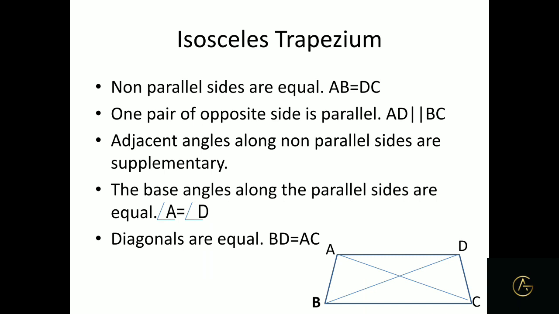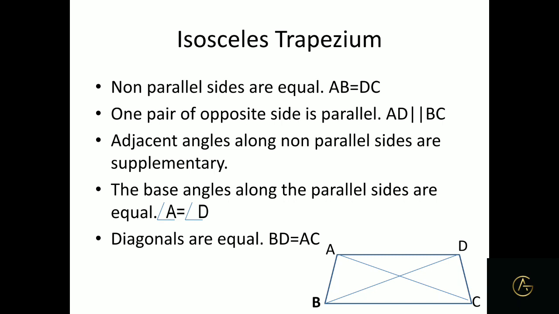What is an isosceles trapezium? In an isosceles trapezium, the non-parallel sides are equal. AB and DC are non-parallel sides, so they become equal. And one pair of opposite sides is parallel, the same as in a trapezium. AD is parallel to BC, and adjacent angles along the non-parallel sides are supplementary. Angle A plus angle B is 180, and similarly angle D and angle C are supplementary. The sum of angle D and C is 180 degrees.